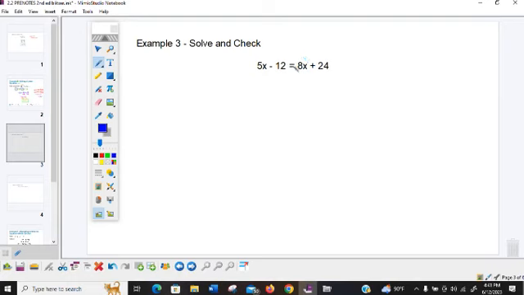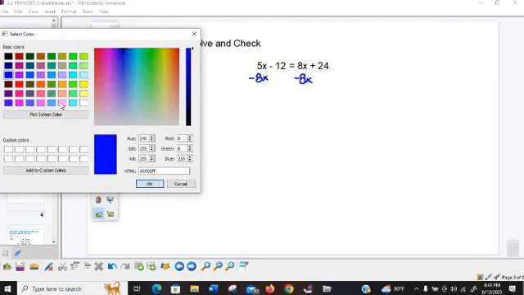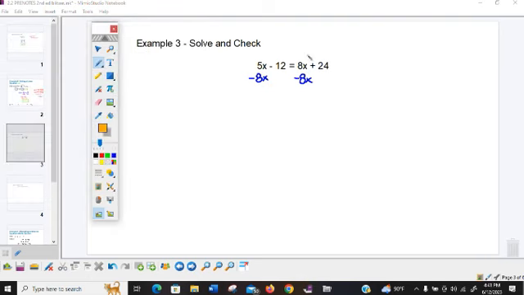So I want to take this 8x and move it to the other side. If it's positive here, to move it across the equals, I need to subtract it. I need to do minus 8x. So now what happens? These 8x's cancel out. 5 minus 8x is a negative 3x.